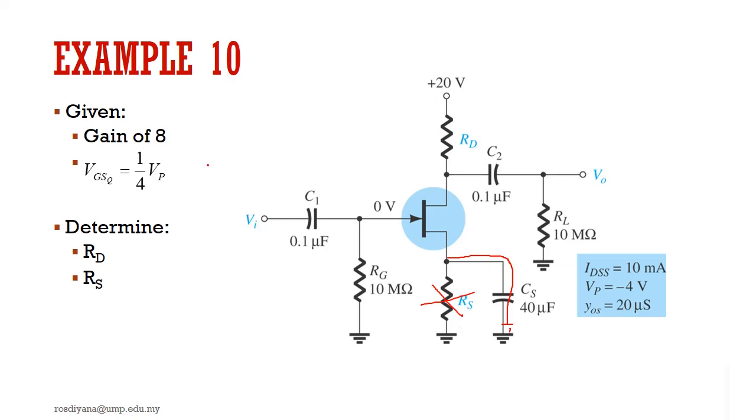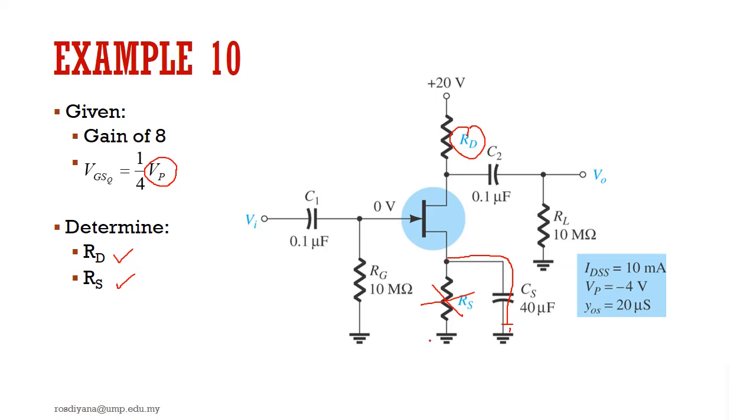So the question is, given the gain of 8 and VGSQ equal to 1/4 VP. If we compare with the previous example, now we get another piece of information, which is VGSQ. So you don't have to find the VGSQ in the DC analysis. You just take this value and multiply by 1/4, then you get the VGSQ. So the question is, find RD and RS.